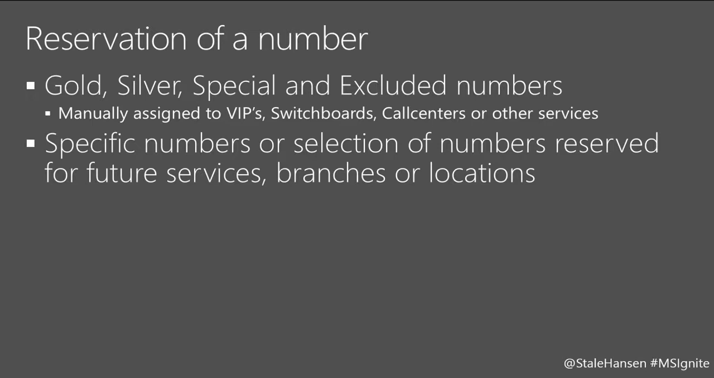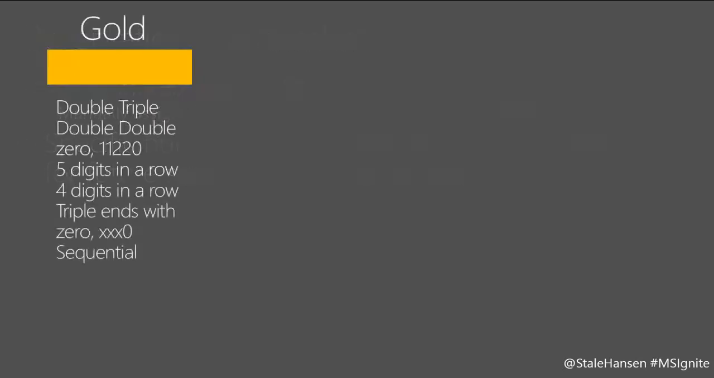And you can also find some specific special numbers that are reserved for future services, branches, and locations. And you can look at shorter number series within a larger number series. So a typical gold number has a format like double, triple, double, double, zero, ending with that. Here's an example, 11, 22, 0. Or 5 digits in a row, or 4 digits in a row. And triple digits and ending with a 0, or they are sequential. And these are the kind of numbers that you want to offer to special services and VIPs.